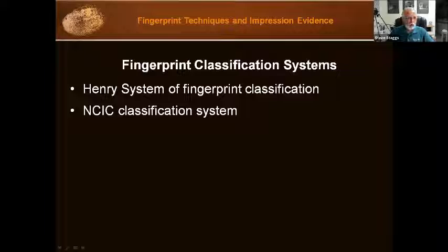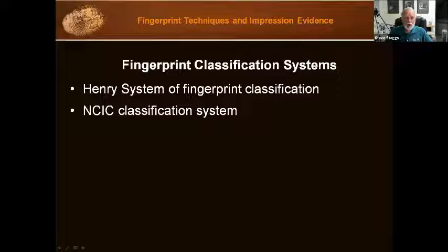As far as these systems go, in the United States and in most English-speaking countries, the Henry system of classification was used for most of the 20th century. It was named, again, after Sir Edward Henry of England. He developed the system during the late 1800s and early 1900s. The NCIC classification system is in use in the United States and is the National Crime Information Center, or NCIC, classification system.